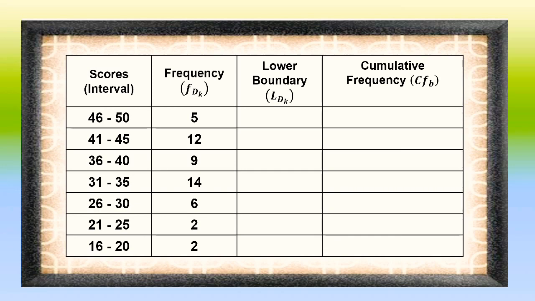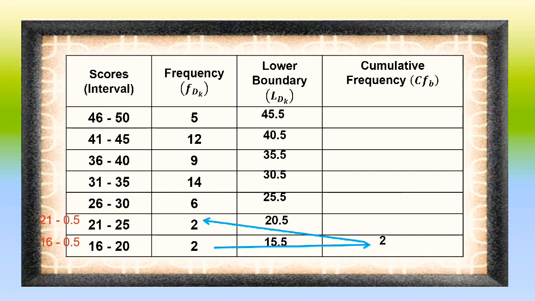So we have for the lower boundary 15.5 until you reach 45.5. For cumulative frequency, we have 2 for the lowermost class interval. Adding it to the frequency of the next upper class results to 4. Follow the same procedure until you reach 50 for the uppermost class interval. Take note, class, that the cumulative frequency of the uppermost class interval is the total number of frequency.